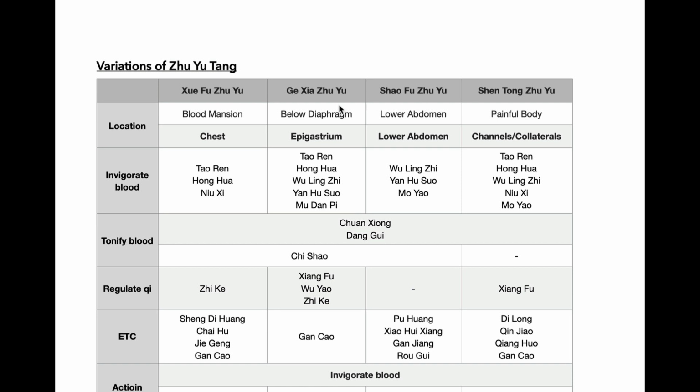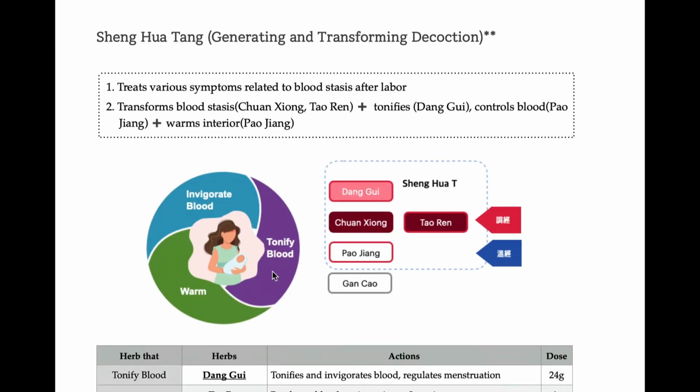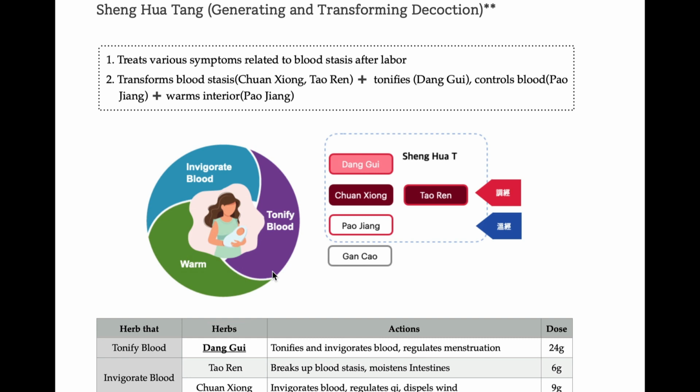Shentong Chuyutang, Shaofu Chuyutang, Geisha Chuyutang. And Shenhua Tang is for postpartum, after delivery: it tonifies blood, regulates blood, and warms the uterus. The 생화탕.